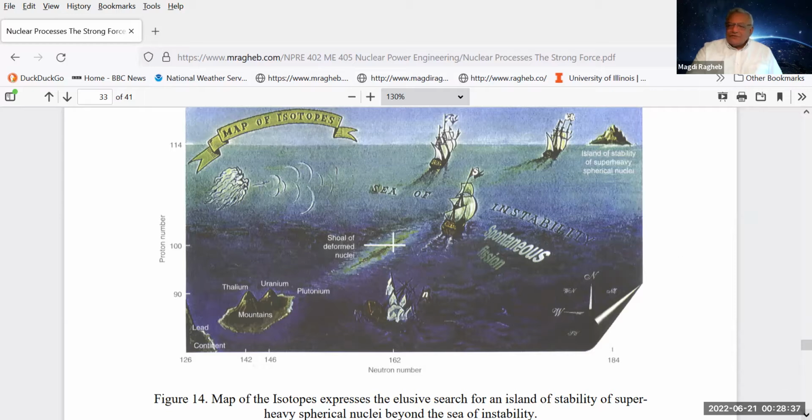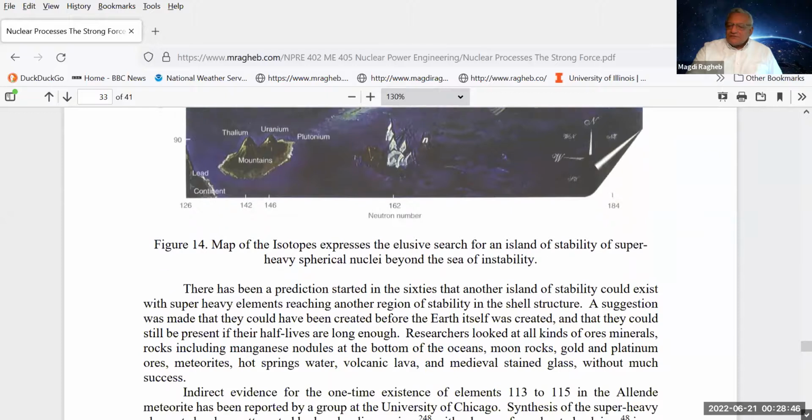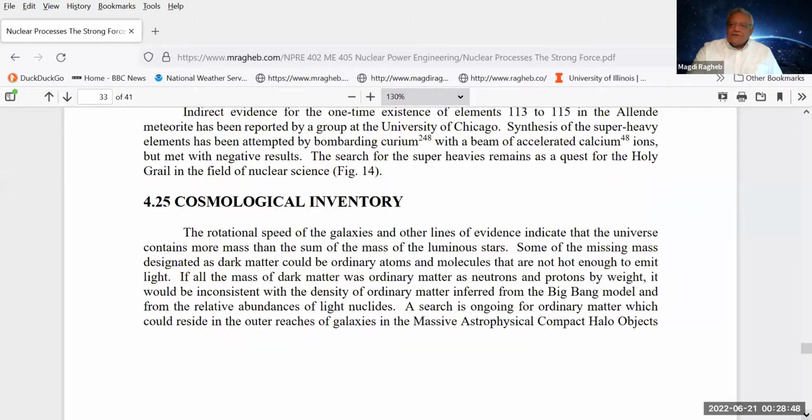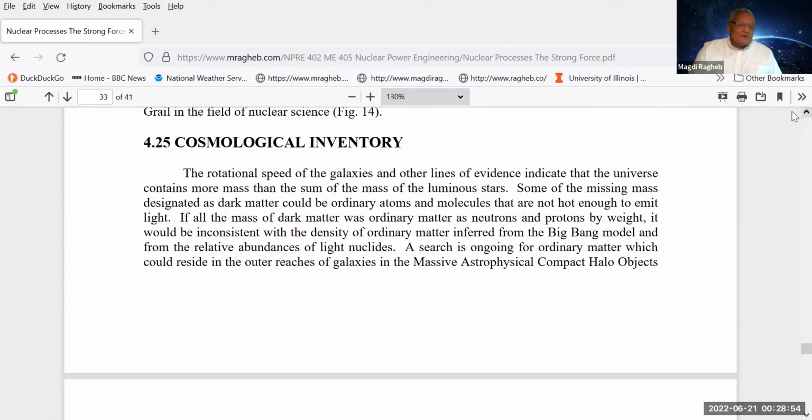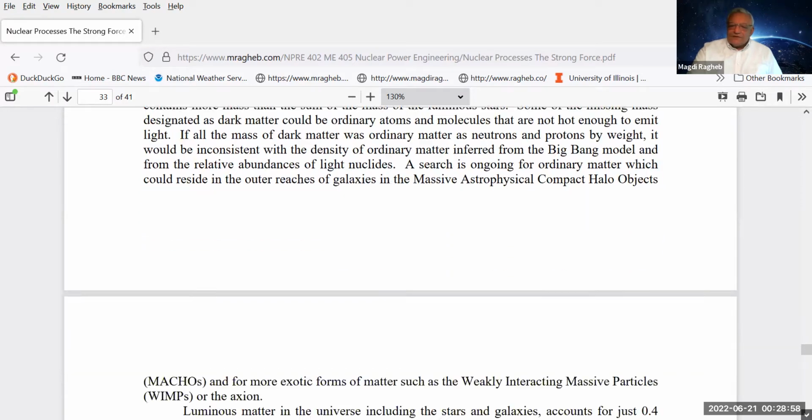People are looking into trying to discover those, maybe some stable elements, and maybe they exist in space, so spaceships can try to identify those elements. Something interesting about the strong force has to do with the cosmological inventory. What are we talking about here?